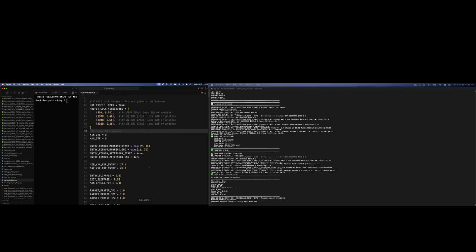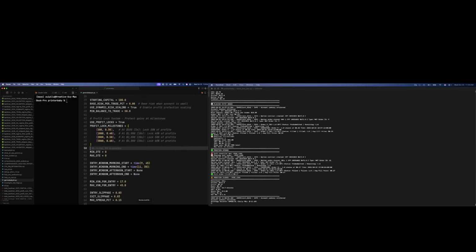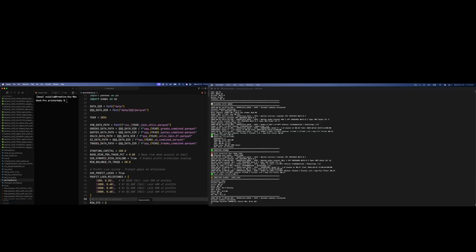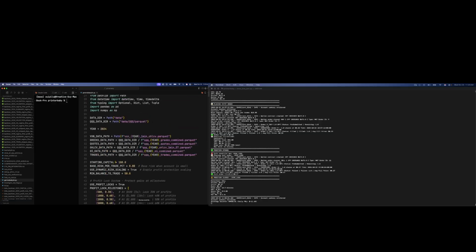I have to train a file in order to be able to lock in profit. Because what we're doing, we're starting with $100, but we're saying that you can risk up to 80%, or $80 per trade, right?